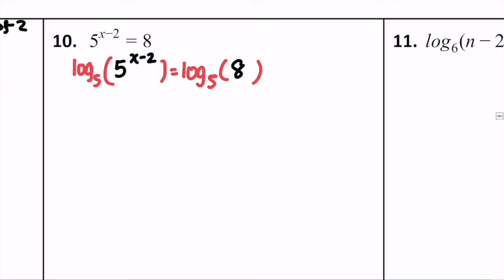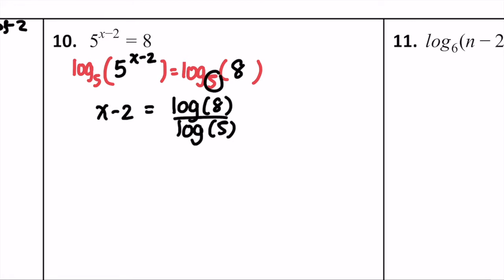Log base 5 of 5 to the x minus 2. I'm asking, what do I have to raise 5 to get 5 to the x minus 2 power? And that is x minus 2. On the right, I can change this using the change of base formula. I can write log of 8 divided by log of 5. The base goes in the bottom logarithm. The answer goes in the top. And then I just evaluate this in my calculator.